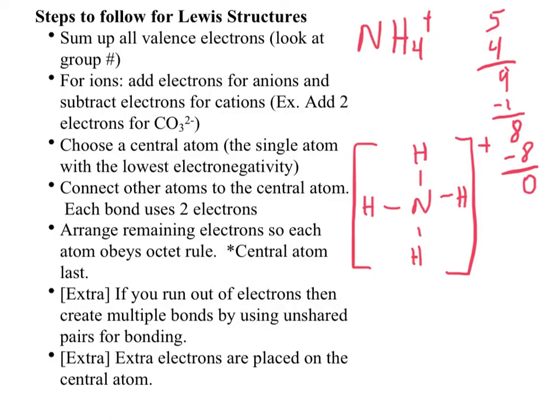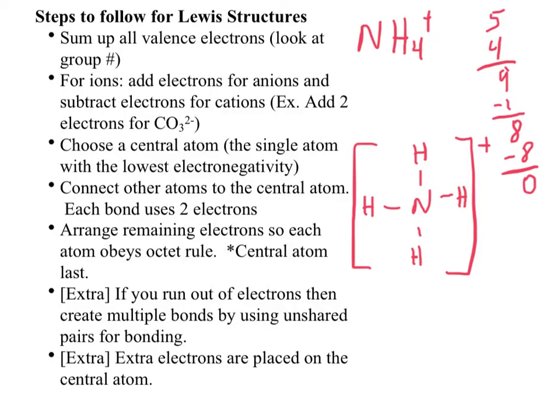So to review, we have a couple different things to worry about when we're doing a Lewis structure that involves ions. One is that we're going to have to make an adjustment for the charge. When we have a positive charge, we subtract electrons, and when we have a negative charge, it means that additional electrons have been added. So that's going to affect the sum of the valence electrons right at the beginning.